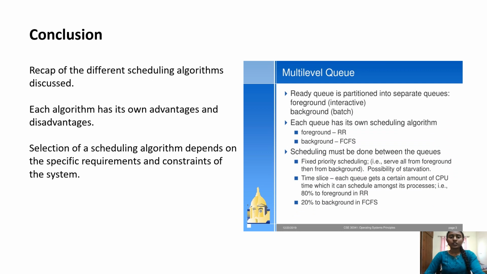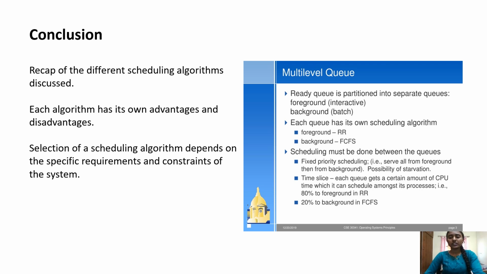Multi-level queue. The ready queue is partitioned into separate queues. They are foreground, which means interactive, and background, which means batch. Each queue has its own scheduling algorithm. Foreground has RR, round robin. Background has FCFS.